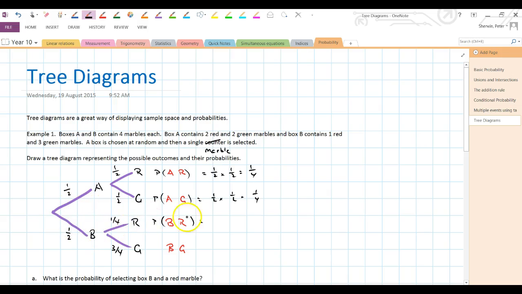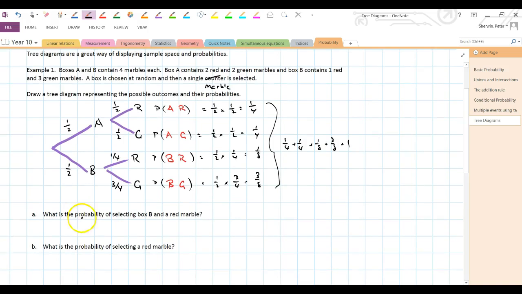So now we're down here, B followed by R, which is 1/2 times 1/4, which is 1/8. And the probability of a box B followed by a green ball is 1/2 by 3/4, which is 3/8. Now if we add all these up, we get 1/4 plus 1/4, which is 1/2, plus 1/8, which is now 5/8, plus 3/8, which equals 1. So all these probabilities should sum to 1. And now we've got our sample space, and we've got the probabilities of each of those individual events occurring.